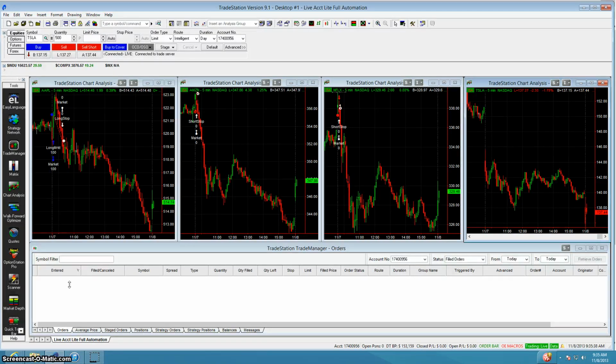We'll see. Looks like Amazon is probably our closest to triggering a long position here. Let's see if we can get one of our orders to fill this morning.